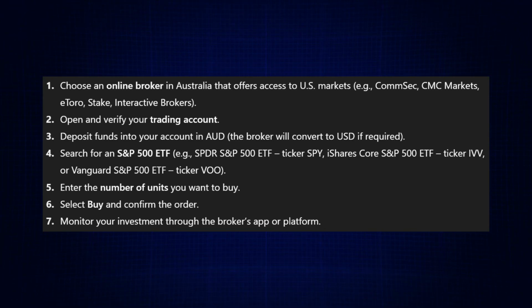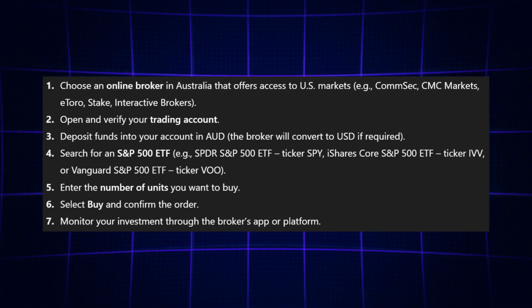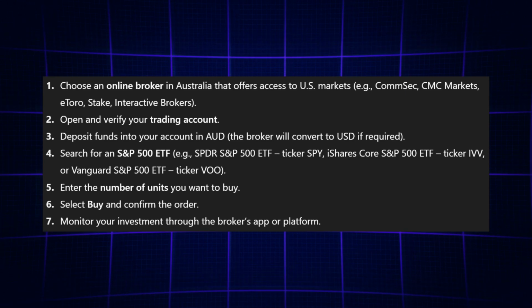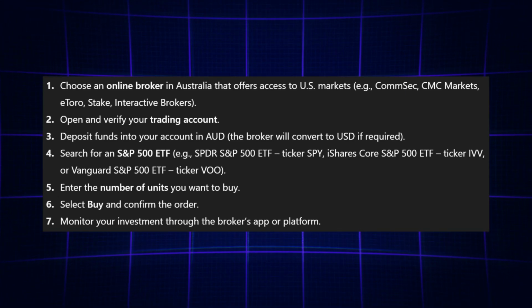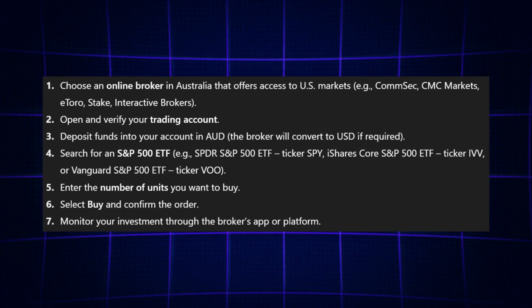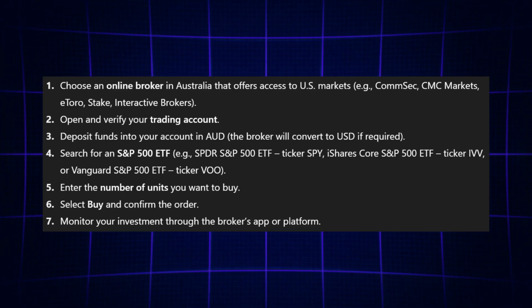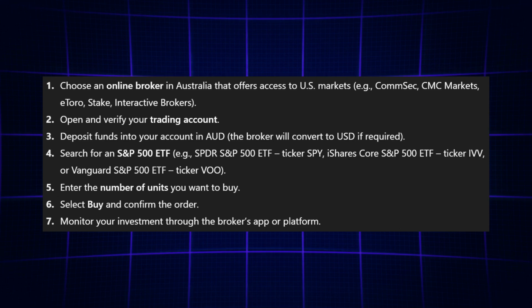Now, search for an S&P 500 ETF. Popular options include Spider S&P 500 ETF with the ticker SPY, iShares Core S&P 500 ETF with the ticker IVV, or Vanguard S&P 500 ETF with the ticker VOO.